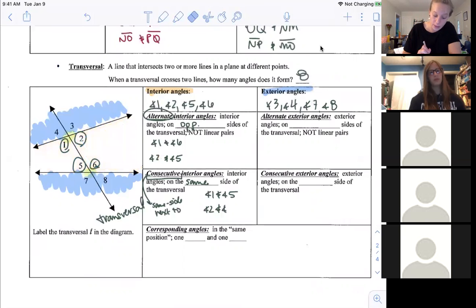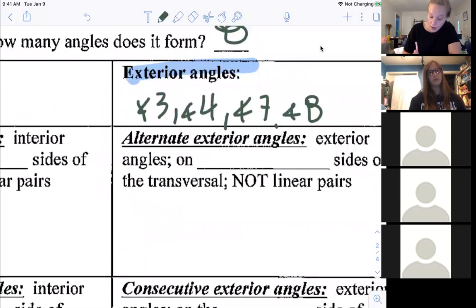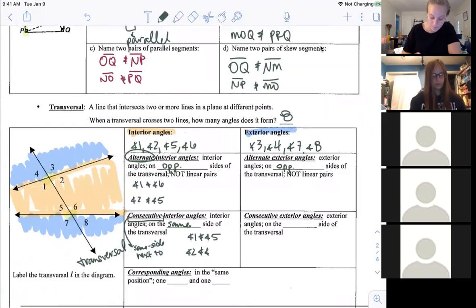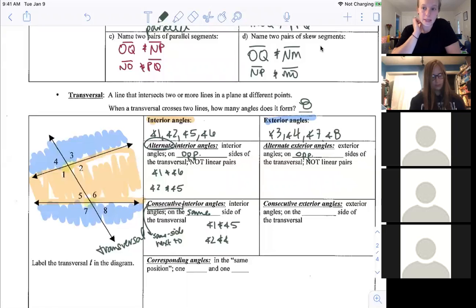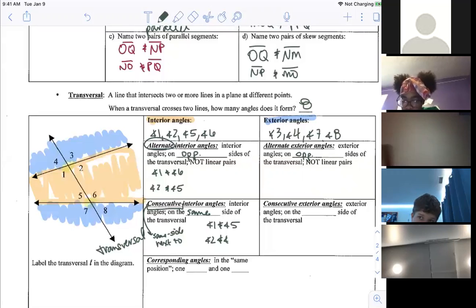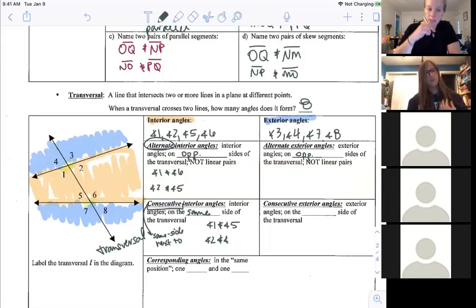Now we're gonna do the exact same thing with exterior. They mean the exact same thing, but now it's just in the blue part, the exterior. So alternate exterior angles would be angles that are in the exterior and they're on opposite sides of the transversal. Could someone give me an example of alternate exterior angles? 3 and 7, very good, Ella. 3 and 7 are both alternate exterior because they're on opposite sides and they're in the blue, the exterior.